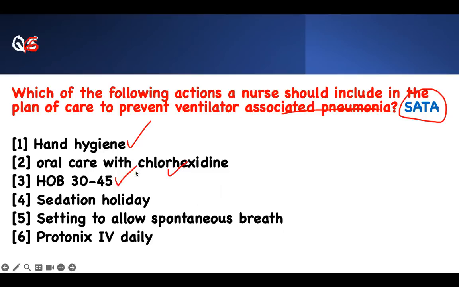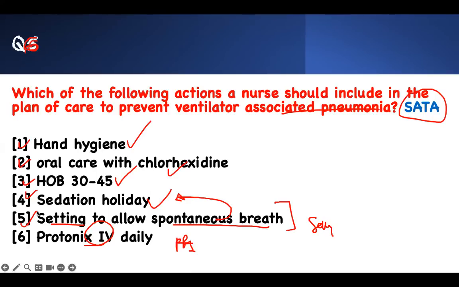Head of bed elevated. Sedation vacation every day so that you can take a breath. Setting to allow spontaneous breathing. What it means is you're giving them a ventilator setting that will let them take breaths. This is the same thing as a sedation holiday so that you can take breaths. Proton pump inhibitor IV. Like I said, PPI is very controversial. So I'll put 1, 2, 3, 4, 5.